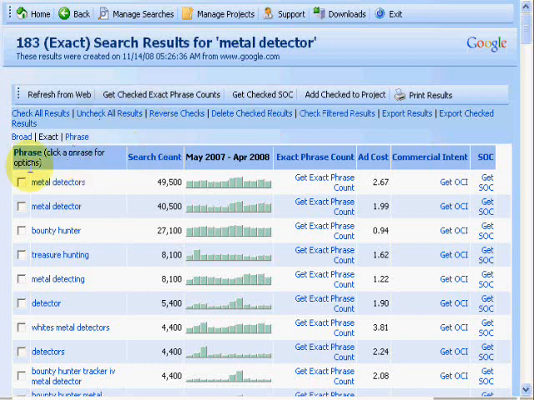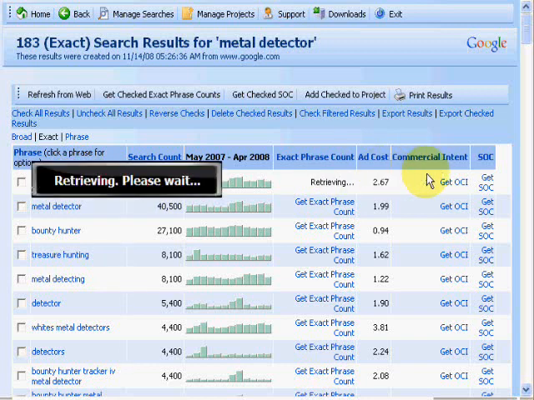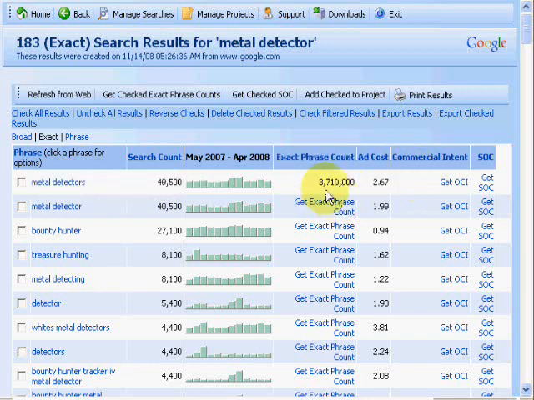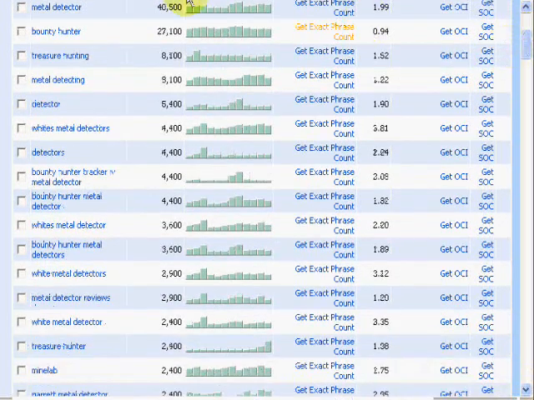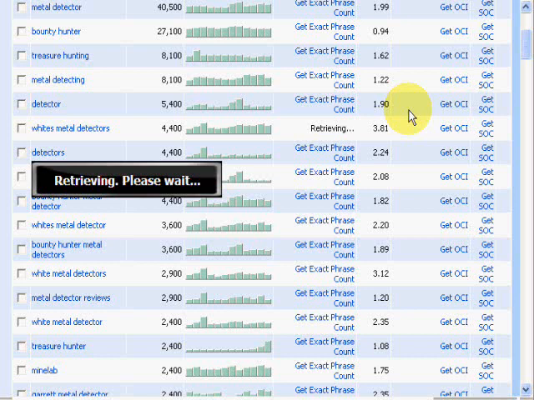So we're just going to randomly grab our first one, which is metal detectors, which is a very generic term. So we check out the get exact phrase, and as you can see here, we're looking at competition of over 3 million. So this keyword phrase probably wouldn't be a good one to pursue at all. So we'll pursue down more and randomly pick something that's not so generic. Here's one, white metal detectors. And we'll open this up.